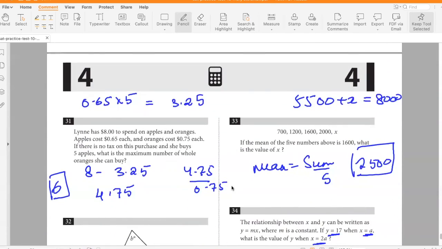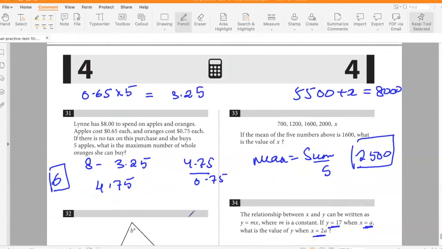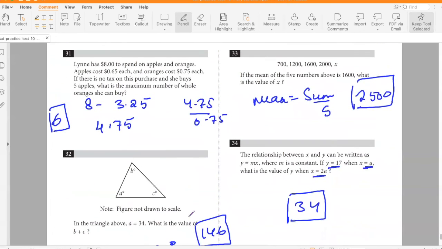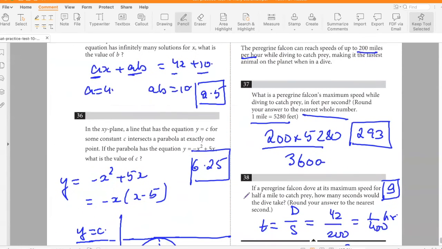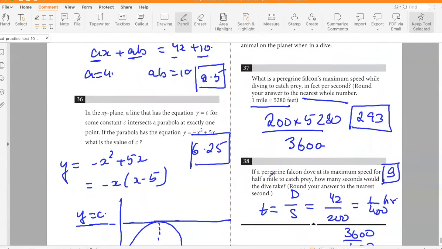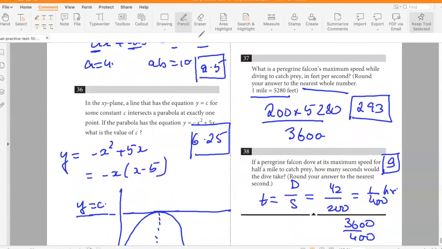31, 6, 1, 4, 6, 2500. 34, 34, 2.5, 6.25. 2.5, 6.25. 293 and 9. Okay, great. So we got all correct.